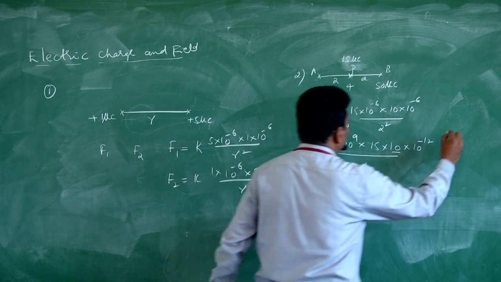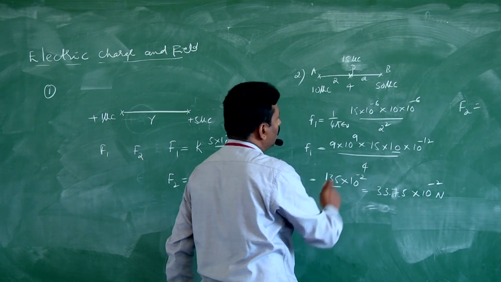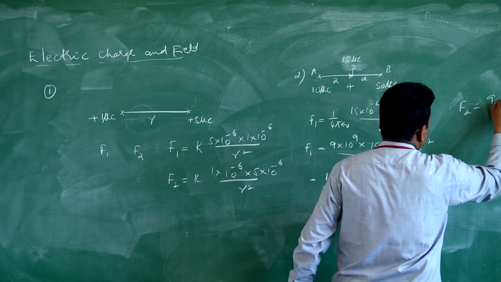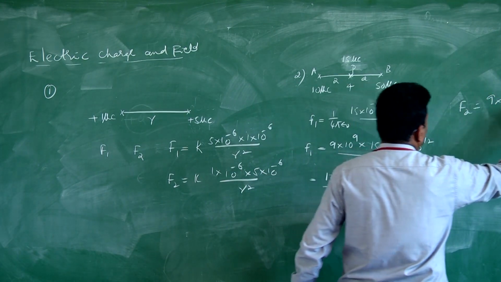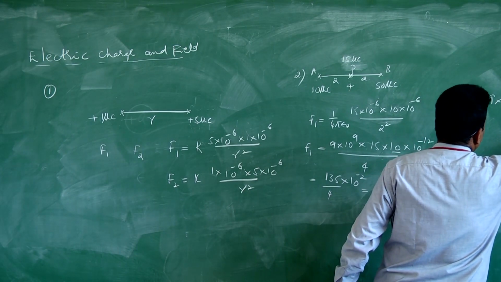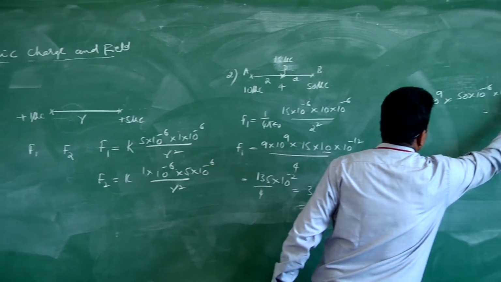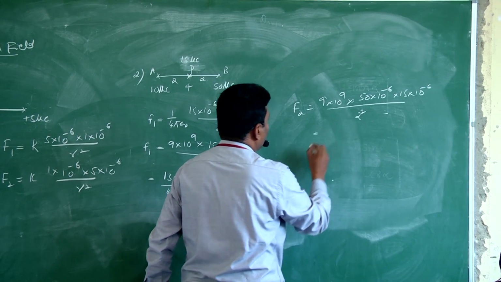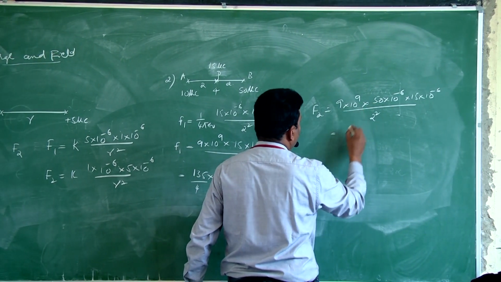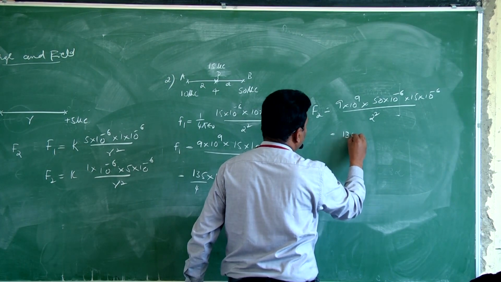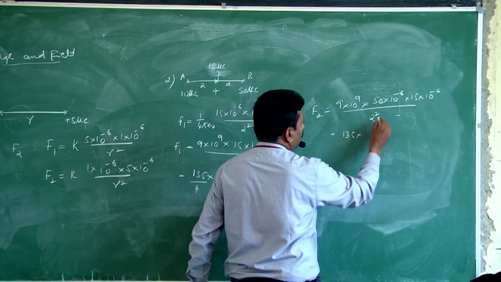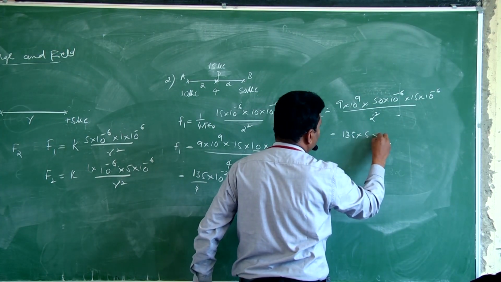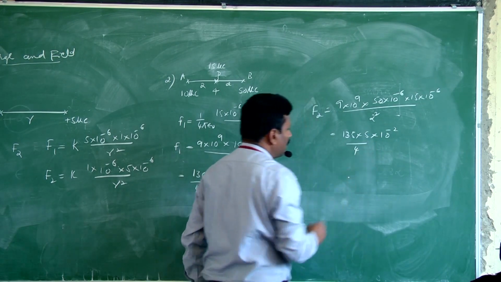Now next is F2. What is F2? Force on 15 microcoulomb due to 50 microcoulomb. So basically it is 9 into 10 to the power 9, times 50 into 10 to the power minus 6 into 15 into 10 to the power minus 6, divided by 2 squared. Distance is 2 squared. First we'll simplify this. It is 135, and the 0 we cancel, it becomes plus 10 to the power 1, minus 6 minus 6 and the same power comes. We get 5 here, 10 to the power minus 2 divided by 4.